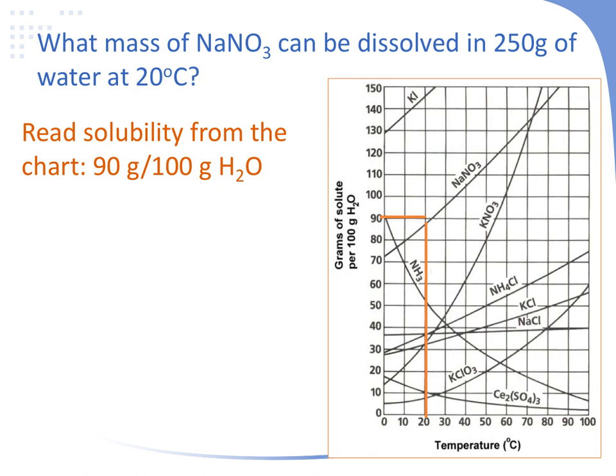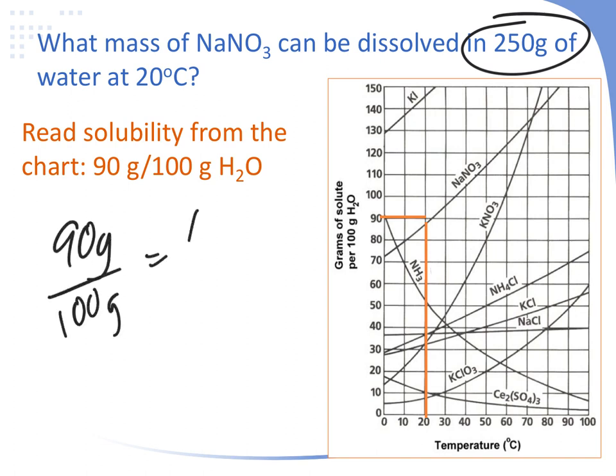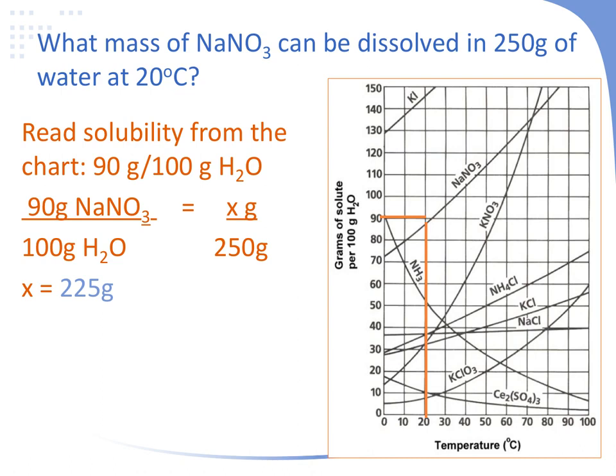Guys, this is just a simple proportion. If you want to solve for the amount that's at 250, let me get my pen, you do 90 grams per 100 grams of water equals X grams per 250 grams of water, and you can solve. It's merely a proportion, just a ratio to find out that number of grams.